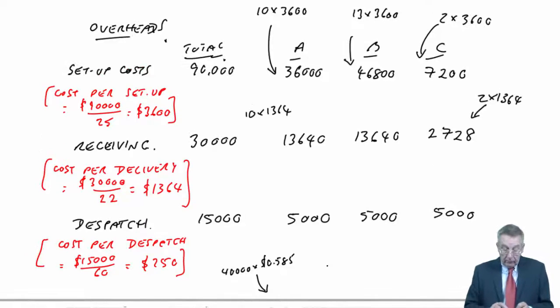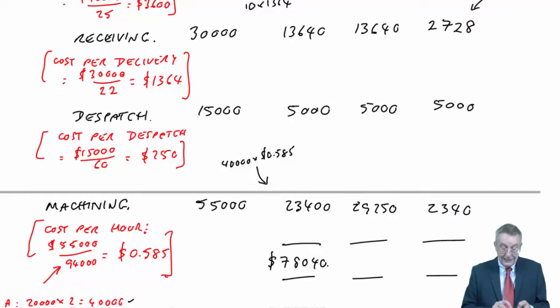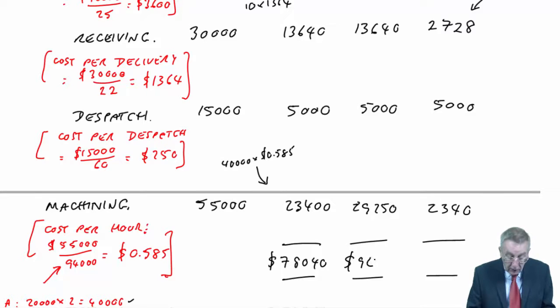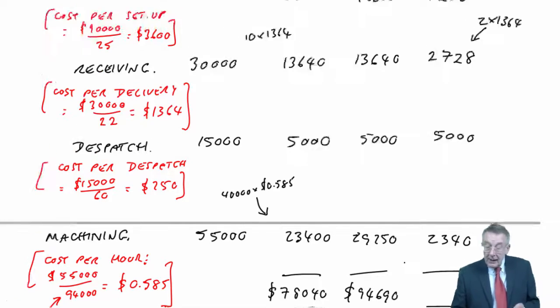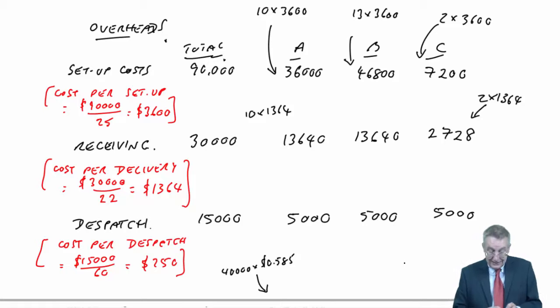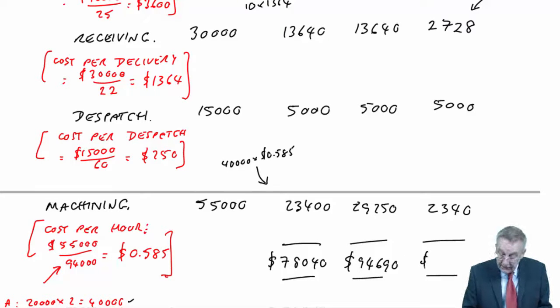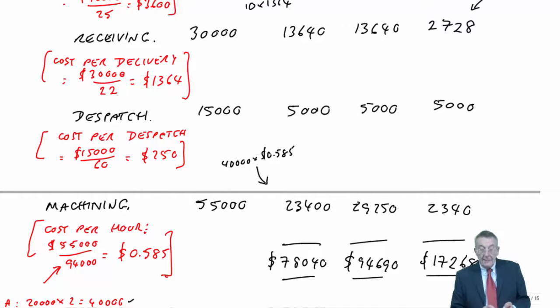For product B, I get 94,690. And finally for product C, 17,268. And just as a double check, subject to rounding, they should add up to 190,000. So let me just check.